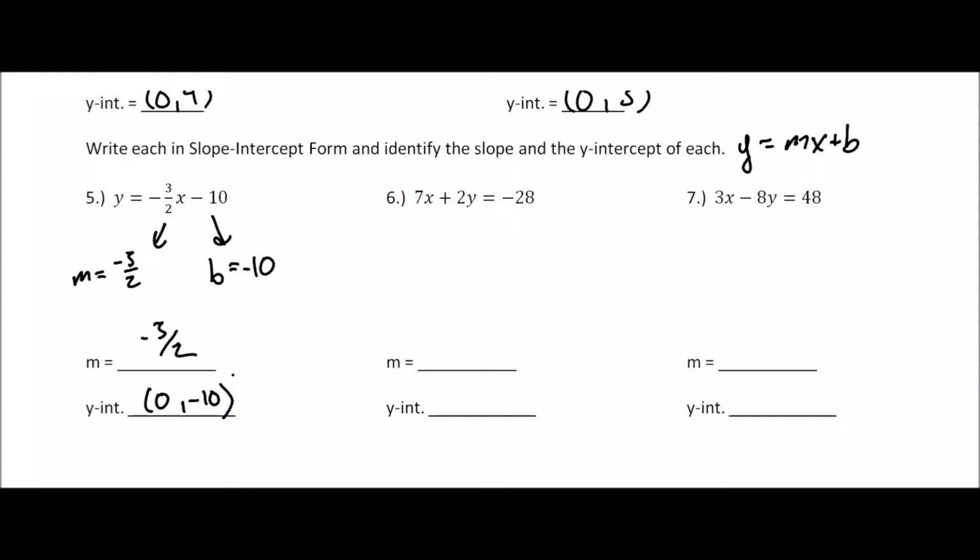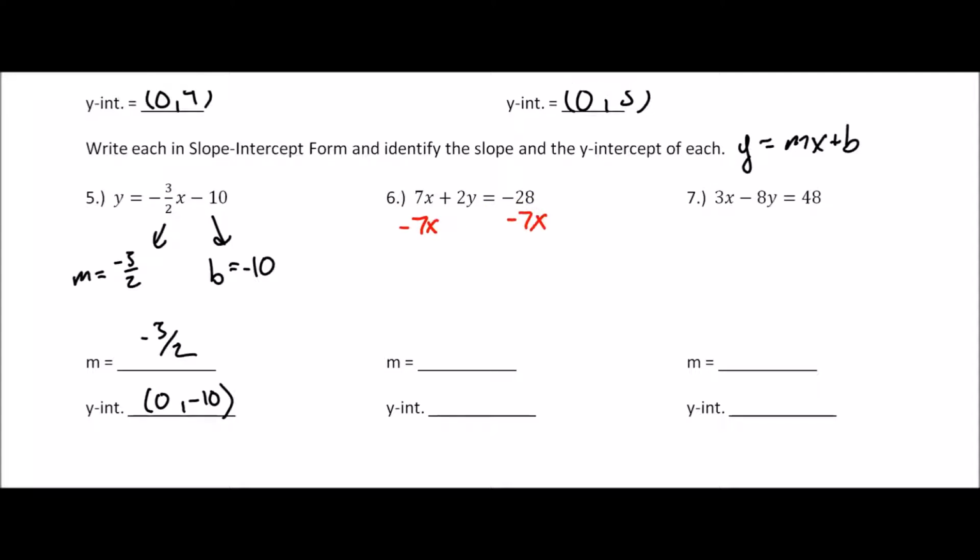Okay. This one, it's not in slope-intercept form first, so I have to solve for y. The first thing I have to do is get rid of that x value, so I want to move it to the other side. Whenever we're moving something to the other side, it's always going to be adding or subtracting. Since this is a positive 7x, I'm going to subtract the 7x from each side.